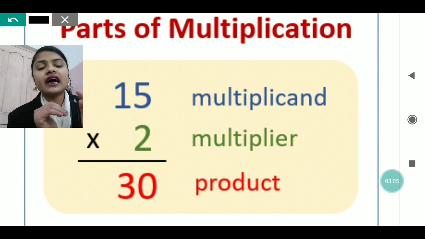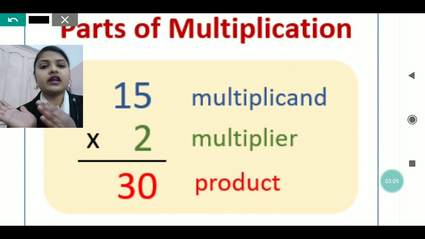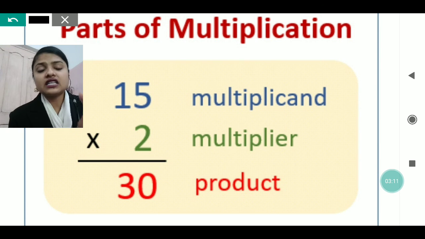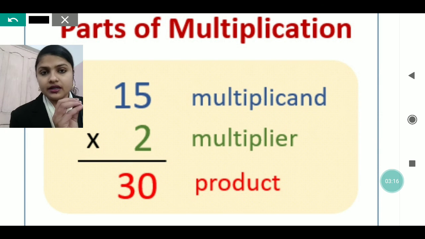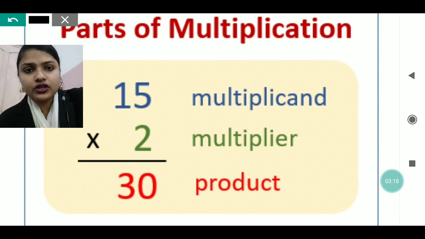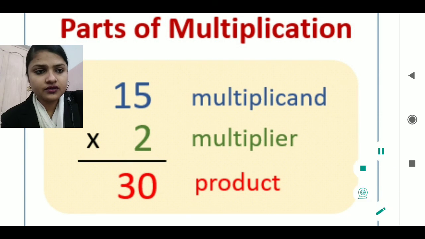It is not that we are moving to the next chapter, the next exercise, so we will forget the previous one. So just for recalling again, I have explained these few terms. Now we are going to do some multiplication work.